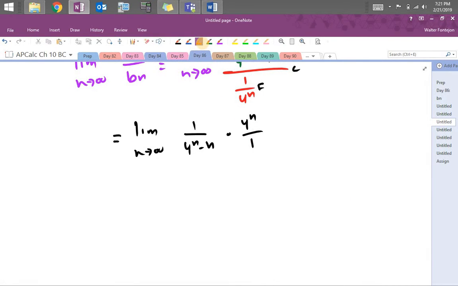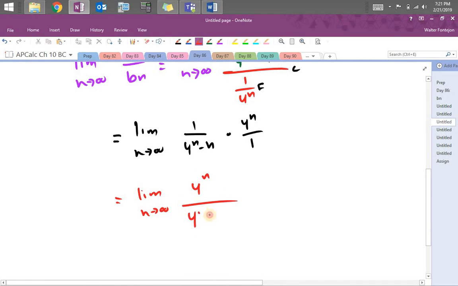This is going to be the limit as n approaches infinity of, we multiply across, 4 to the n divided by 4 to the n minus n. This is a limit that we've actually never seen before because it's a combination of polynomial and exponential. But keeping in mind what we talked about earlier, you really want to use the dominating ideas here. Who's dominating more, the exponential or the polynomial? Since the exponential is dominating more than the polynomial, I'm going to try and use the exponential rule here.